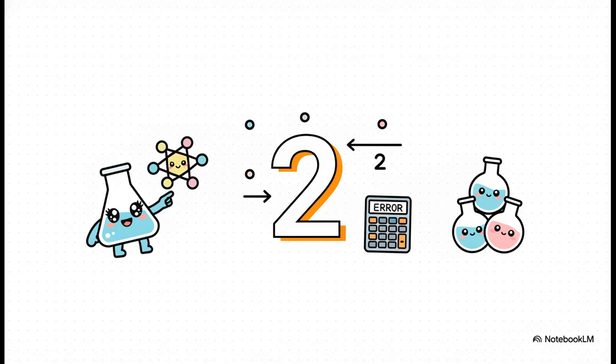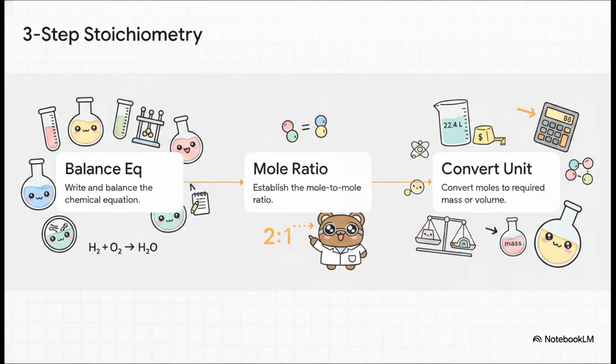You must establish a proper whole number ratio for your empirical formula without distorting the math. All right, for mass, volume, and mole calculations, I'm handing you my foolproof 3-step stoichiometry method playbook. Step 1, write and balance the chemical equation. Guys, no balance, no marks, period.